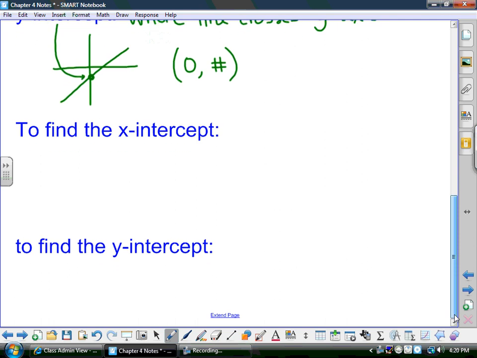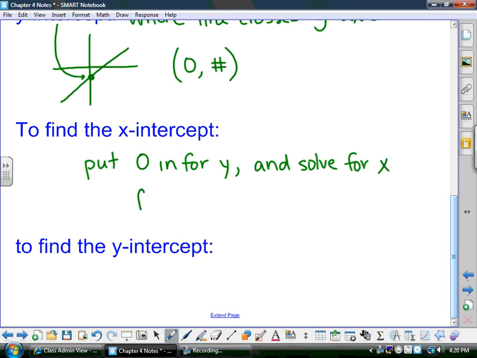To find the x-intercept of an equation, we're going to use the fact that it has a 0 in the y spot. So we're going to put 0 in for y and solve for x. We'll do an example of that in a minute, but when we do, our final answer is always going to be an ordered pair with a number in for the x and then a 0 for the y.